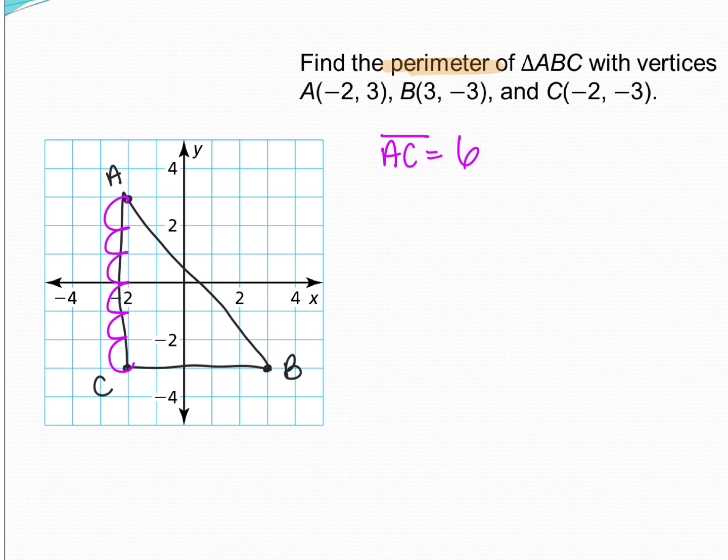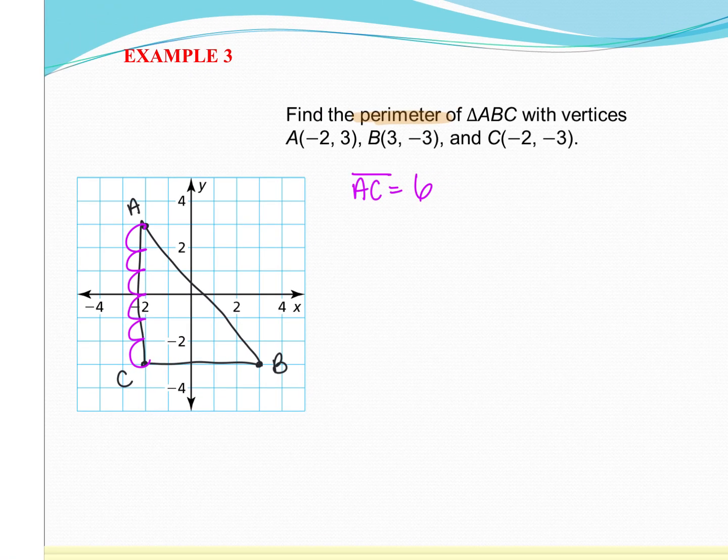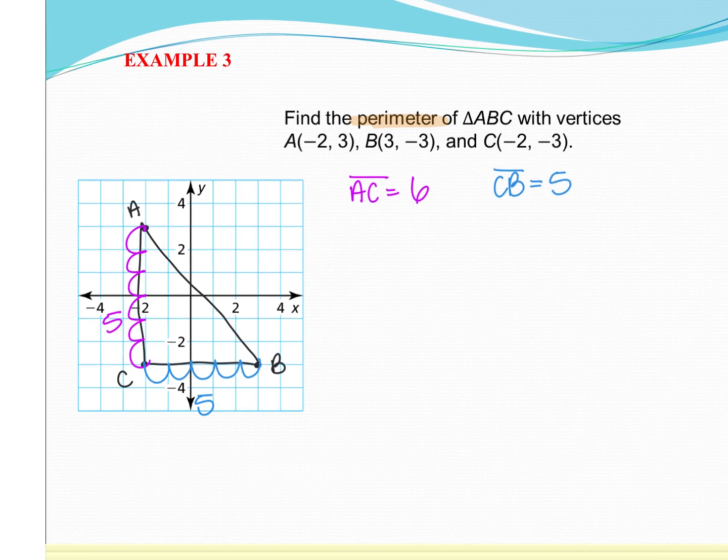Yes. And what is another one that I'm able to find? Good. CB. 1, 2, 3, 4, 5. Okay, and all I have to do now is find AB. How would I find AB?